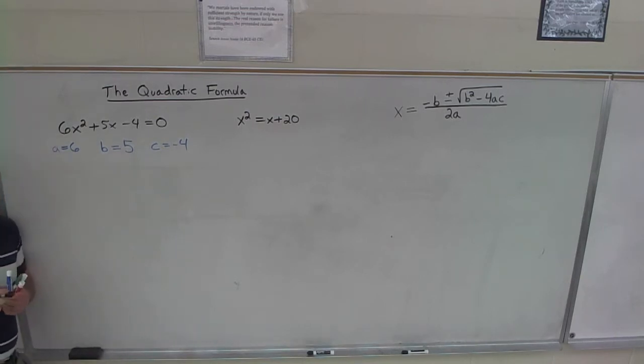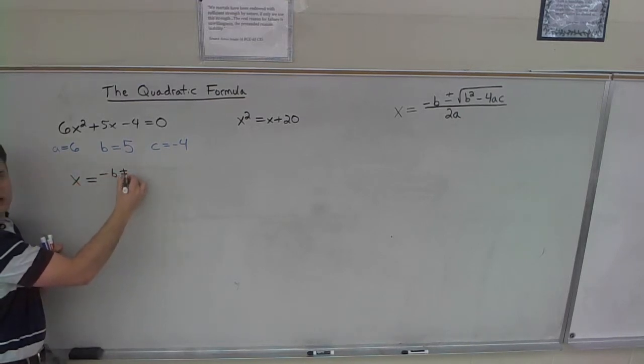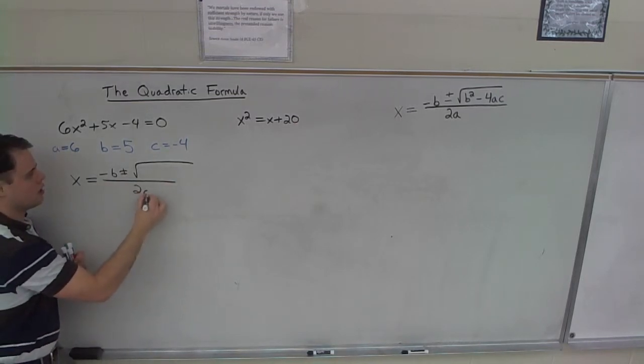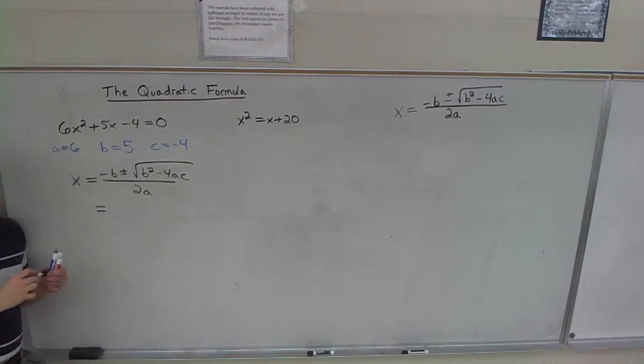Okay, so now, just like I'm going to do in the homework, first I'm just going to write the formula down. So, trying to remember it, I think it's negative b plus or minus square root thing over 2a, and inside goes b squared minus 4ac. Alright, so now I'm going to plug in my numbers.